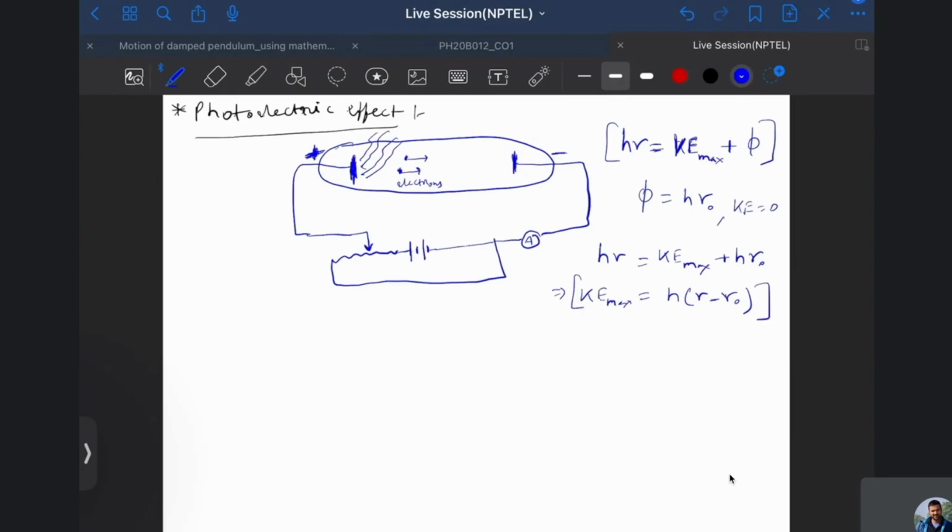Any doubt here, any question? Now this, yeah, please go ahead. Yeah, kinetic energy is half m v square.